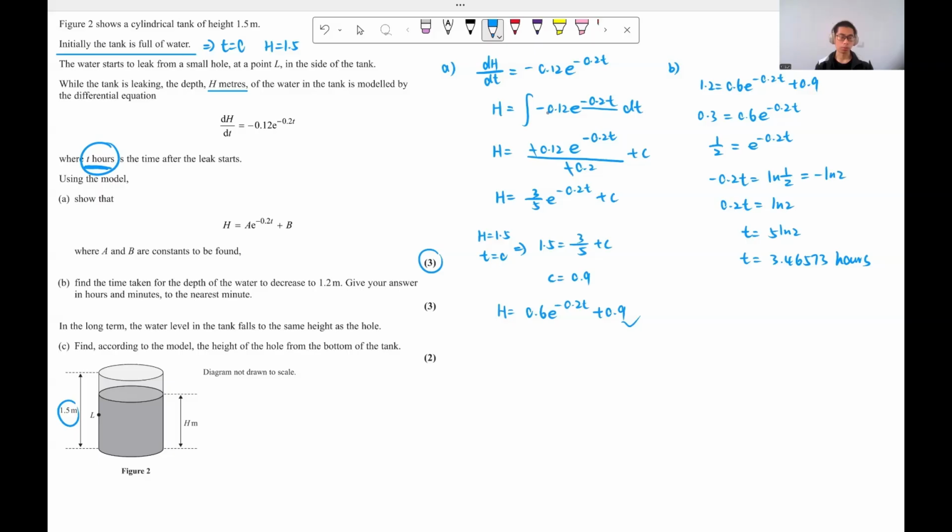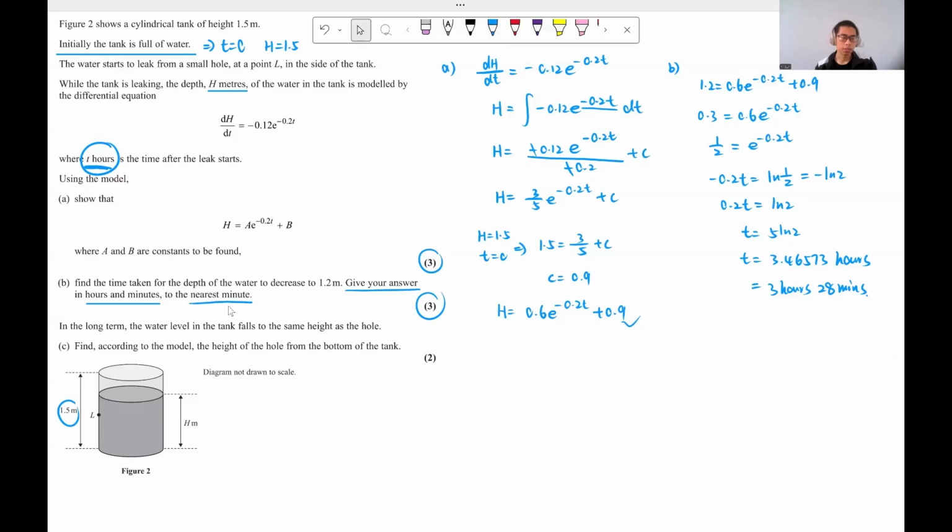But be careful about what they're asking you. Give your answer in hours and minutes to the nearest minute. So that should be 3 hours. And then we need to change 0.46573 hours into minutes, so multiply by 60. That'll be 27.94, and they want to the nearest minute. So 27.94 is just 28 minutes. So then that will be the final answer for part B. So that's another 3 marks.